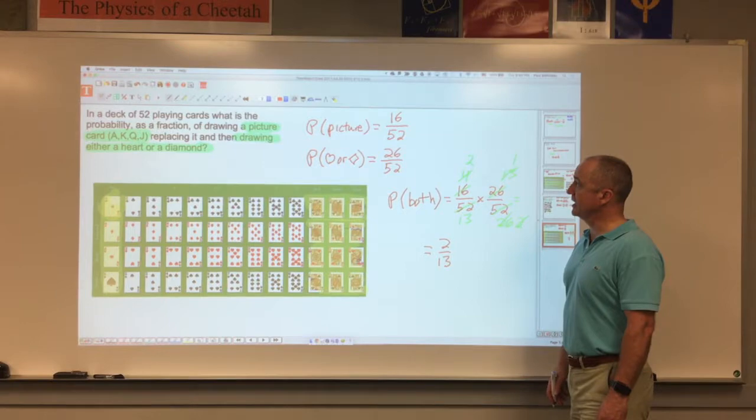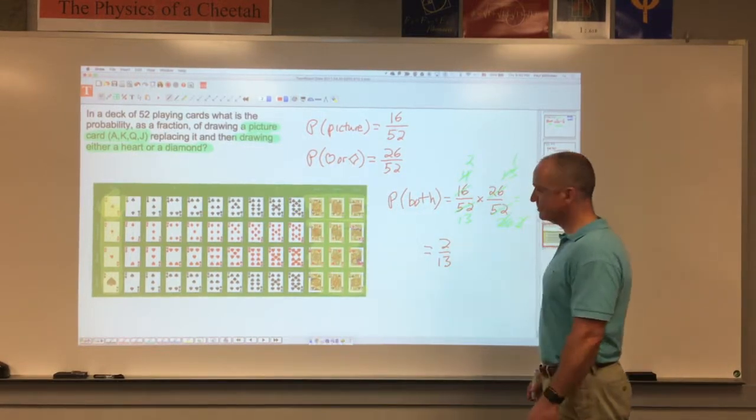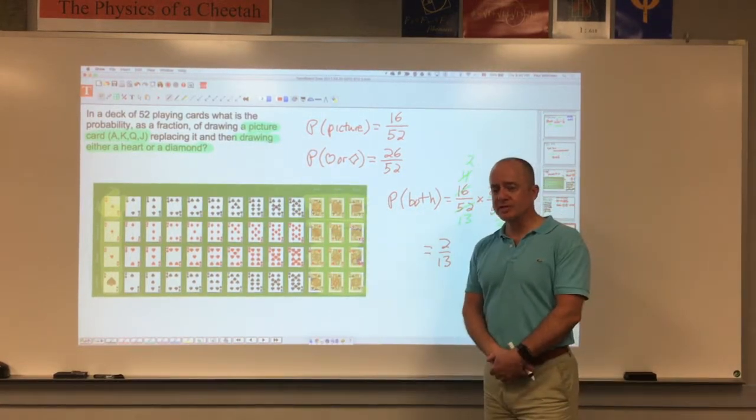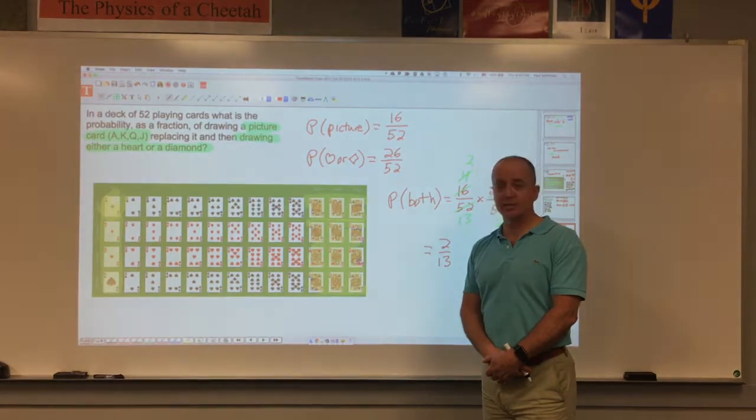That is the probability of getting a picture card, putting it back, and then getting either a heart or a diamond. We're going to come back with some more examples and show you some even more interesting tricks for counting, creating fractions, and determining probability.